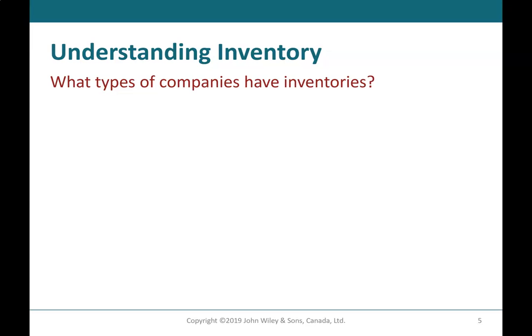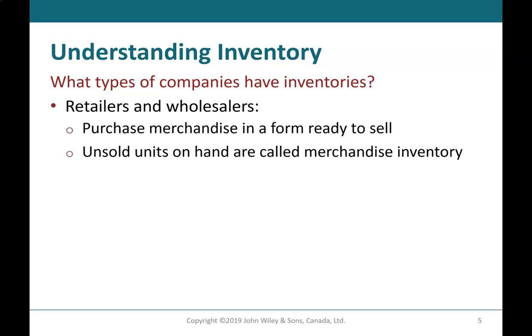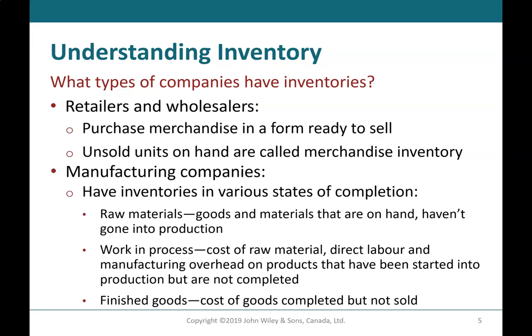Understanding inventory. What types of companies have inventories? Retailers and wholesalers purchase merchandise in a form ready to sell. Unsold units on hand are called merchandise inventory. Manufacturing companies have inventories in various states of completion. Raw materials: goods and materials that are on hand but haven't gone into production. Work in process: cost of raw material, direct labor, and manufacturing overhead on products that have been started into production but are not completed. Finished goods: cost of goods completed but not sold.